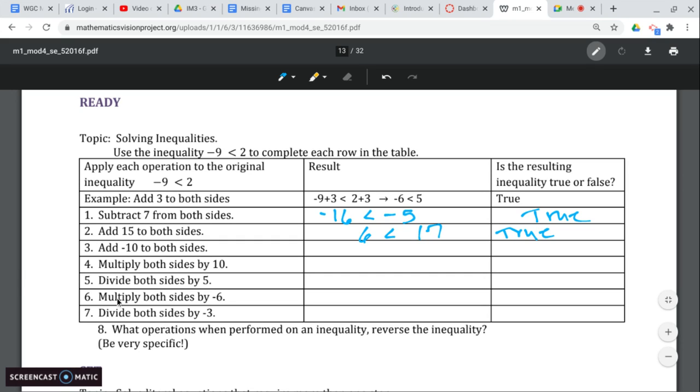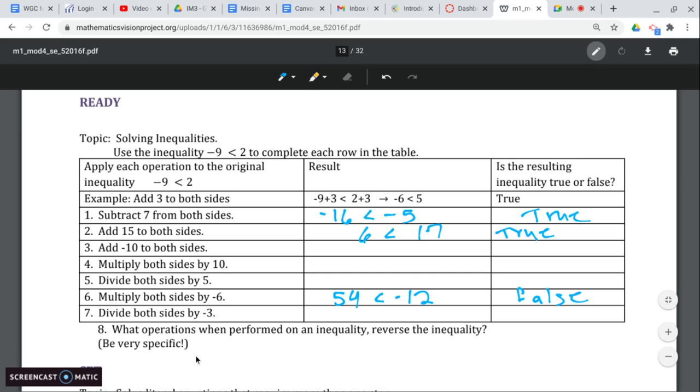All right, number 6, multiply both sides by -6. So -9 times -6 will give us a positive 54, is less than 2 times -6, which is -12. Is 54 less than -12? No, this is false. So you guys will finish out these here in the middle, and for number 7, all you're doing is always going back to this inequality up here, -9 is less than 2, and you're going to do every one of these operations to it.